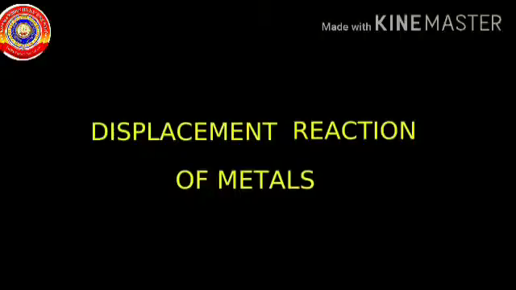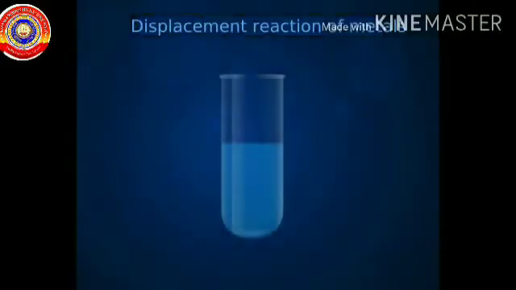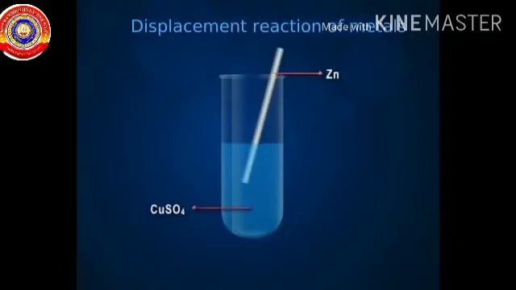The metals above hydrogen can displace hydrogen from dilute acids, whereas metals below hydrogen cannot displace. So let's learn more about displacement reactions using the reactivity series. So let's start. Prepare some copper sulfate solution in a boiling tube and dip a zinc rod in it. Let's observe the changes after some time.